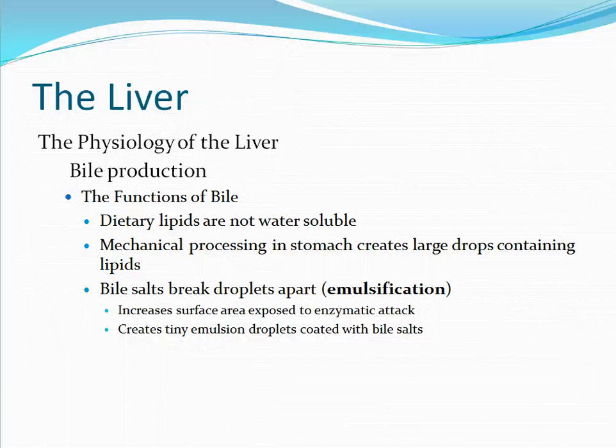When these enter into the duodenum, bile salts will mix with them. The bile salts will break these droplets apart into smaller components. This is known as emulsification. This will increase the surface area exposed to enzymatic attack and create these tiny emulsion droplets coated with bile salts that are much easier for the body to process.